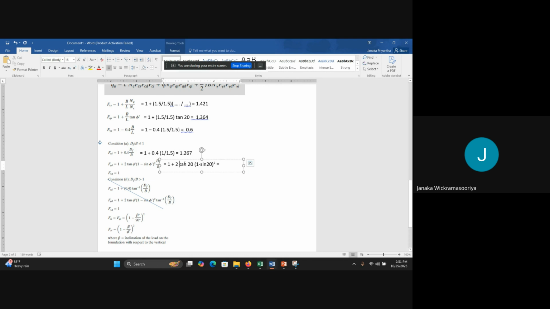When you type this into the calculator, you will need the bracket here.